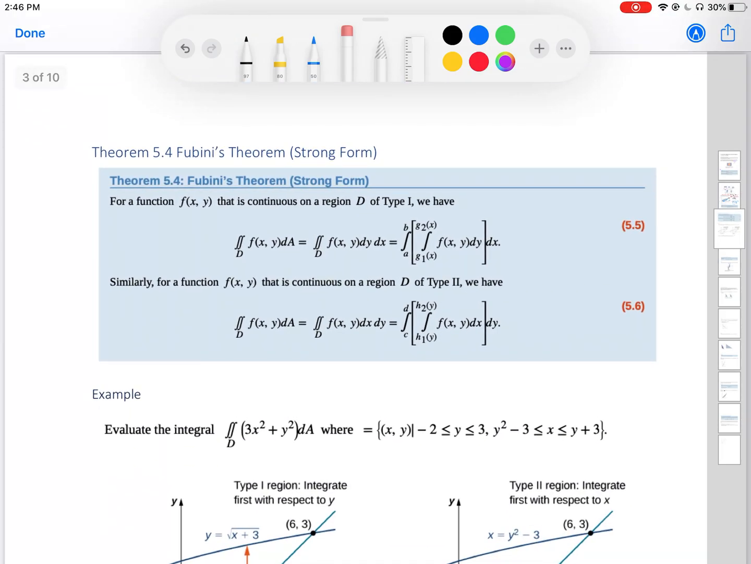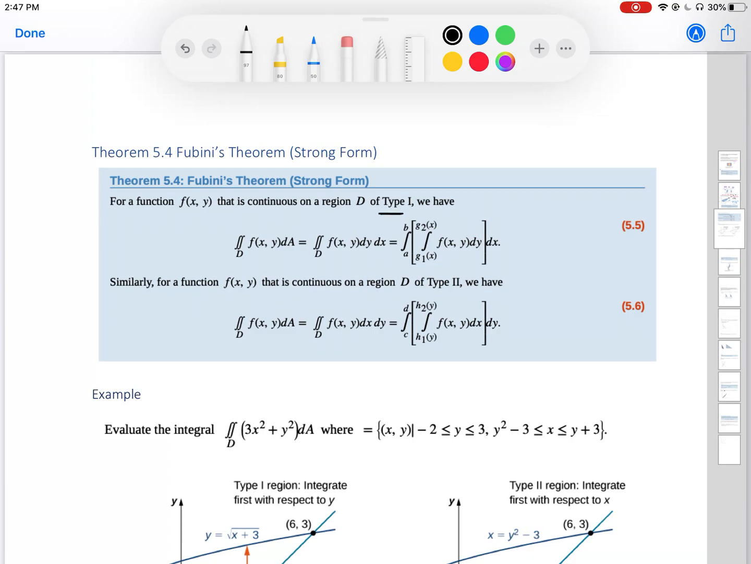Okay, so next we have 5.4, Fubini's theorem. It might also be called the strong form. What this is telling us is how we can integrate using our type 1 and type 2 arguments that we did in example 1. So what we're saying here is how we're defining our integration, both for type 1 and type 2. Based on our theorem, a function f of x comma y is continuous on region D of type 1.